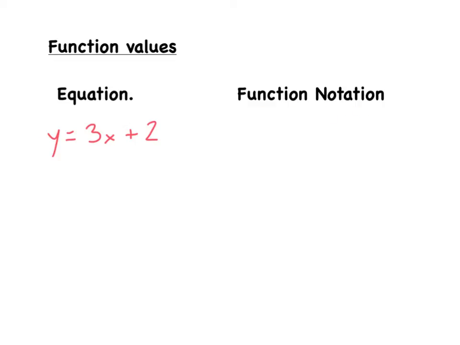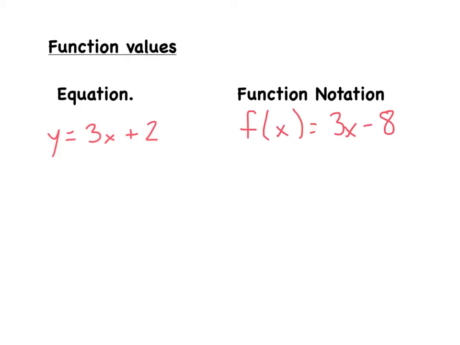Equations that are functions can be written in a form called function notation. For example, consider the equation that we have over here. We have y equals 3x minus 8. If we want to write it in function notation, we would write f of x is equal to 3x minus 8. This f of x basically means the function of x.